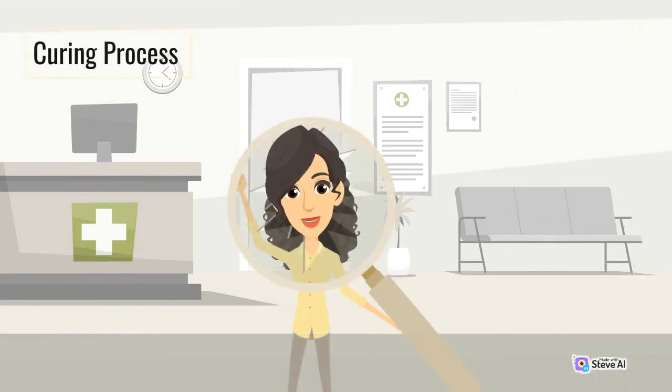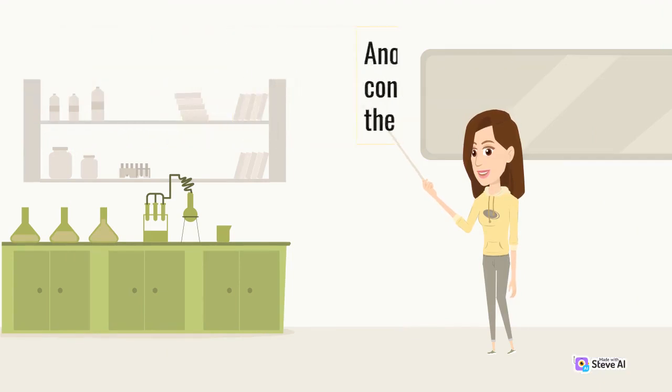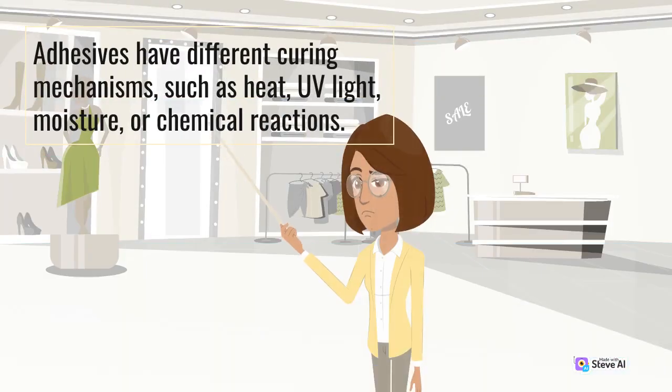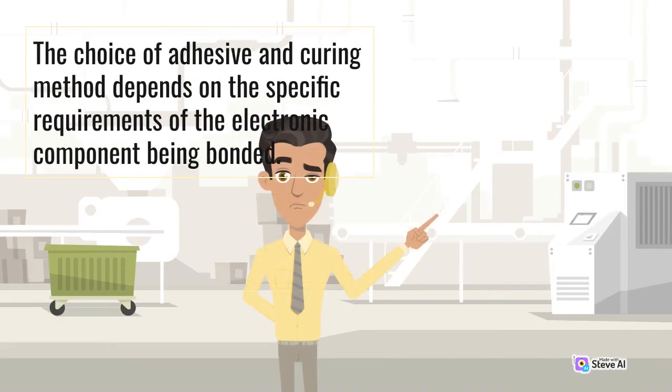Curing process. Another important chemical consideration in adhesive bonding is the curing process. Adhesives have different curing mechanisms, such as heat, UV light, moisture, or chemical reactions. The choice of adhesive and curing method depends on the specific requirements of the electronic component being bonded.